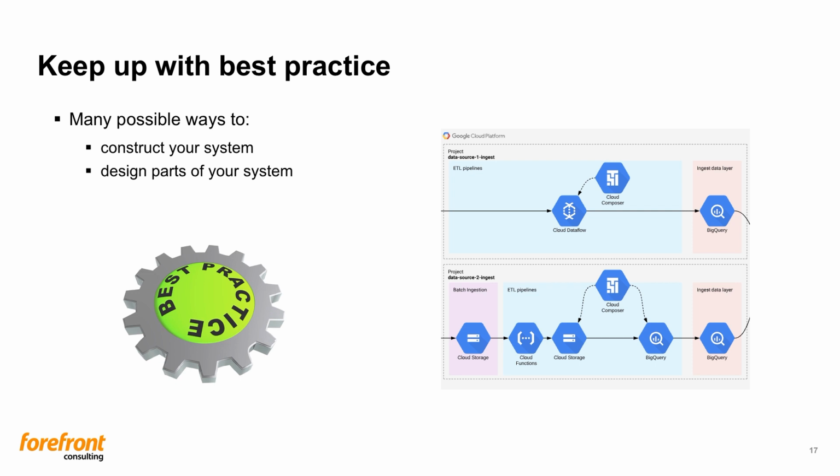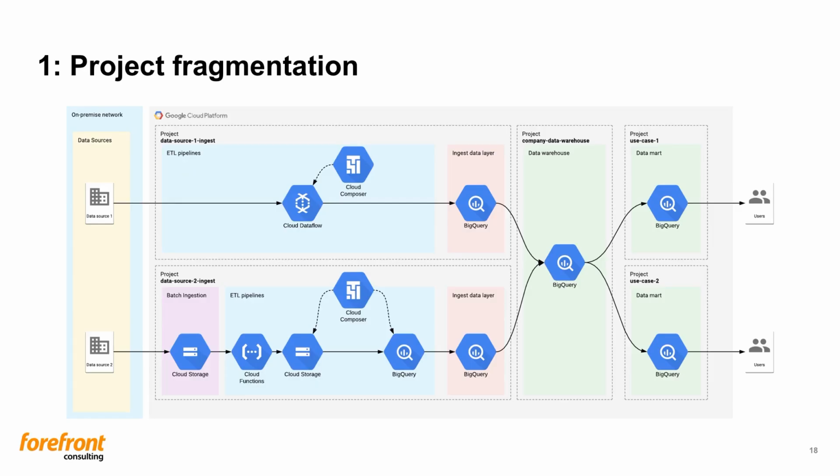So now it's time for the 15 quick tips. The first tip is to use project fragmentation. Projects are a very useful way to contain coherent components.